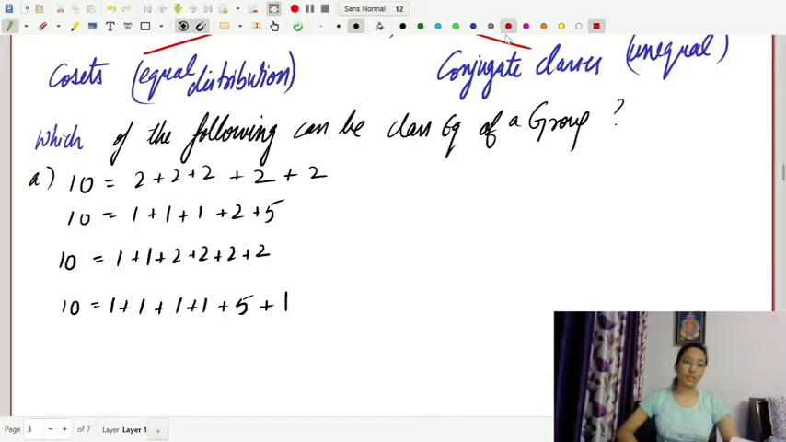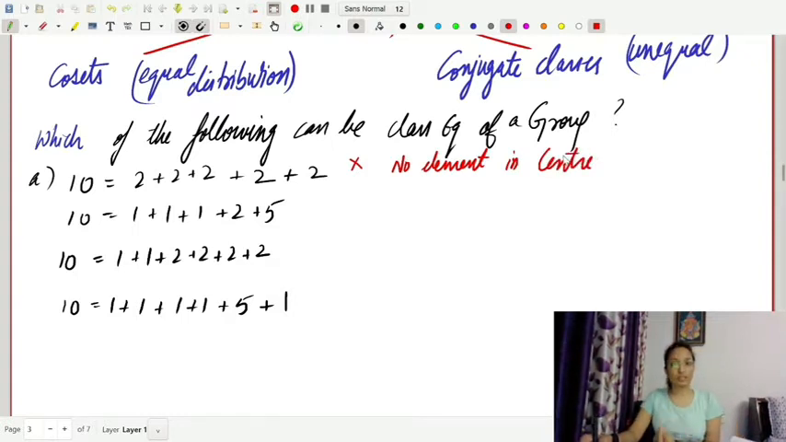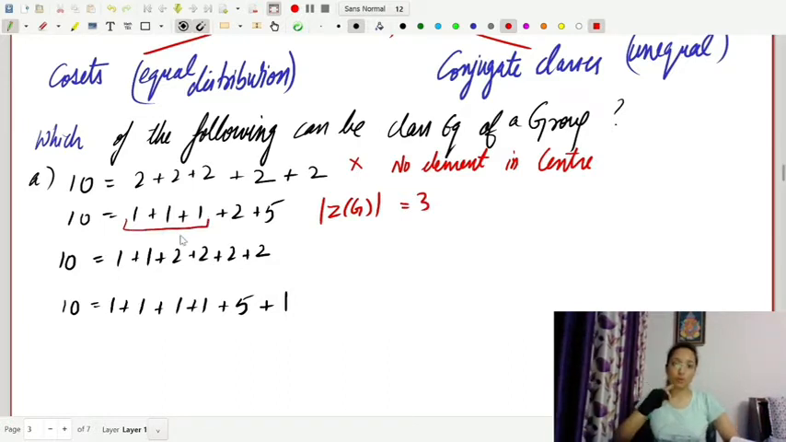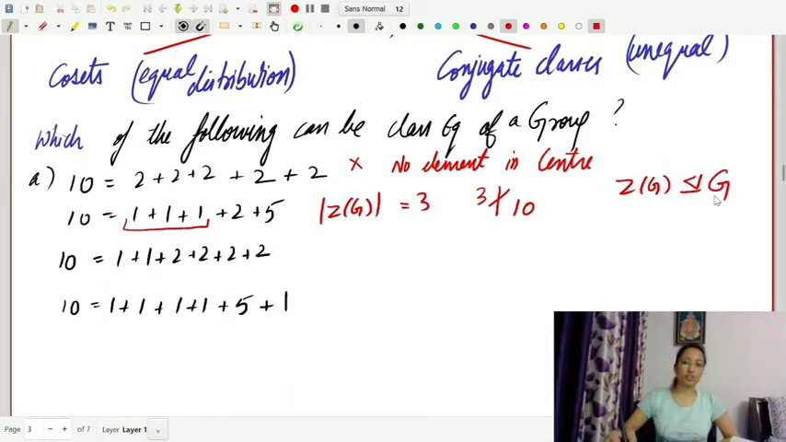So now to check this, the first one is false because there is no element in the center, while the center has at least one element, that is the identity. Now in the second case, the order of the center of G is 3 because there are 3 conjugacy classes of order 1, but 3 does not divide the order of the group. As the center of G is a normal subgroup of G, by Lagrange's theorem it should divide the order of the group, and hence this is also not the case. In this case, the order of the center of G is 2 and 2 divides 10.